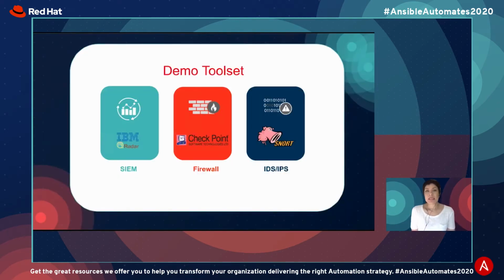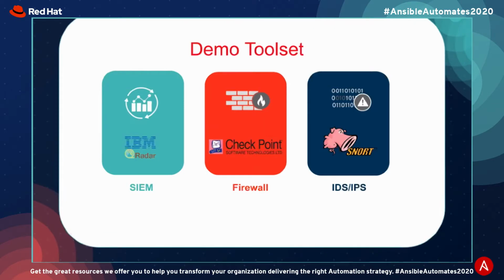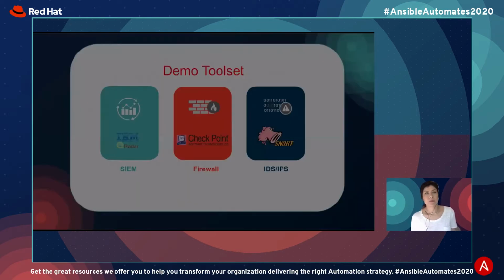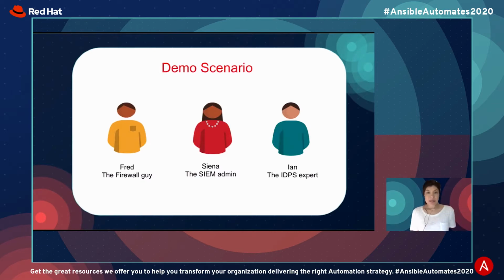The solutions being used in this demo are IBM QRadar as our security information and event management system. So a central logging place that we send all our device logs to. We create a set of rules, and these logs are correlated there, and we'll be able to make a decision on what's going on, getting an awareness of our entire infrastructure from a central place. We're also using Checkpoint next generation firewalls, and the open source Snort as our IDS/IPS.